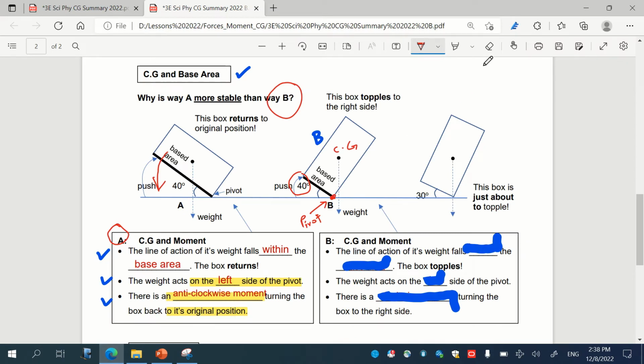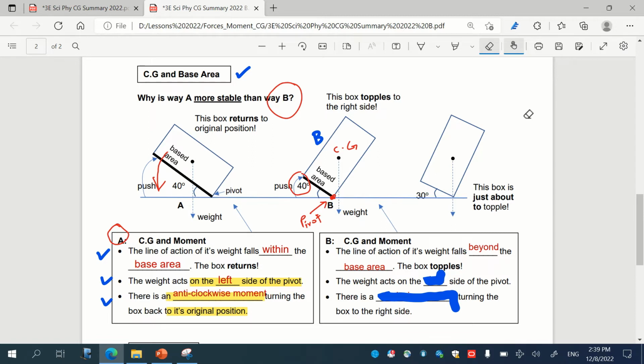If you understand how this weight pulls vertically, causing a clockwise moment, the rest will be easy. So again, the way to explain this: how is this unstable? Why does it topple to the right side? It all begins with this. The line of action of the weight falls beyond the base area. This time the base area is smaller. I hope you notice that. The base area is smaller, having stayed in the vertical position in the beginning. The box topples.